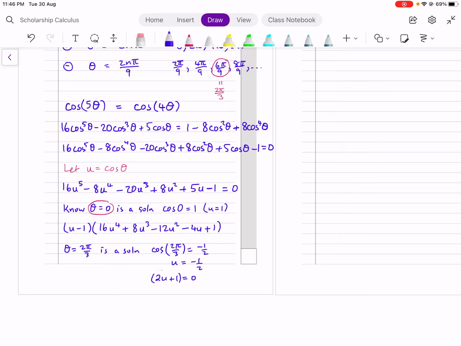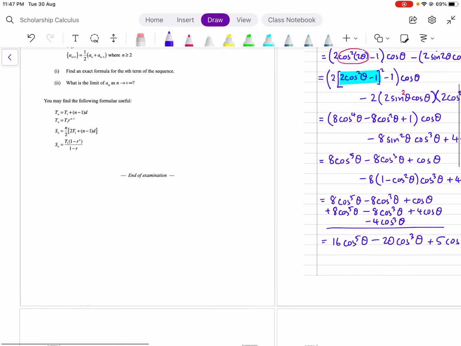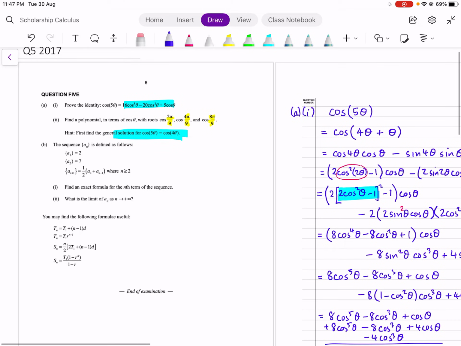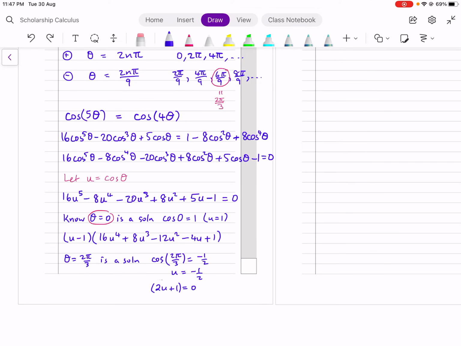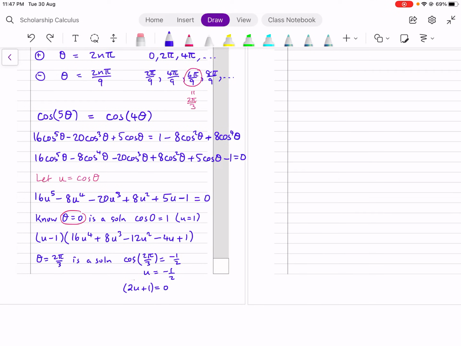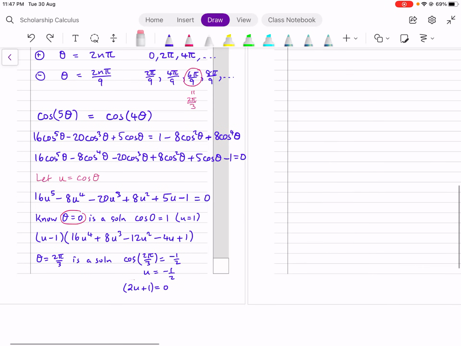The reason why I went to that 2 pi over 3 or 6 pi over 9 one is because that's the other one that's not listed in the question. See how in the question it's 2 pi over 9, 4 pi over 9, and 8 pi over 9. It skips the 6 pi over 9. Sneaky. So we now need to factor this quartic equation with 2u plus 1 as the remaining factor.